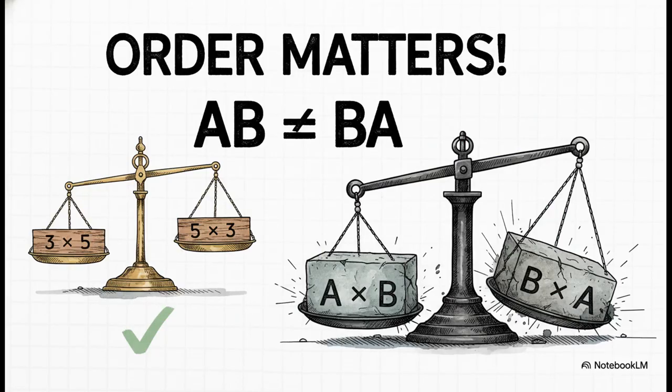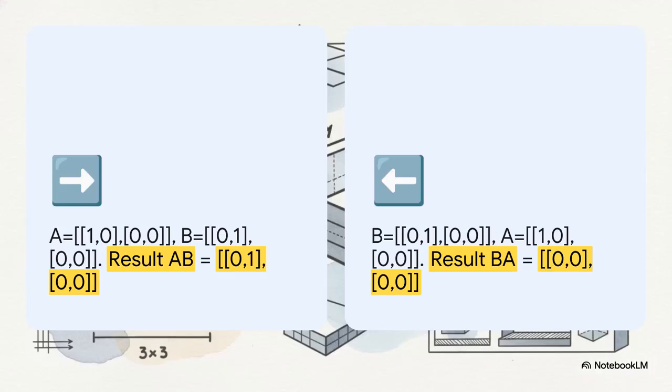And that brings us to the biggest one, the one that gets everyone at first. With regular numbers, we all know 3 times 5 is the same as 5 times 3. With matrices, that is not true at all. The order you multiply in is absolutely critical. A times B is almost never, ever the same as B times A. Order matters. And if you don't believe me, just look at this.